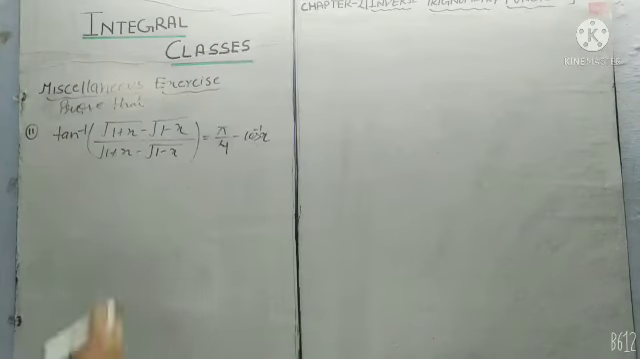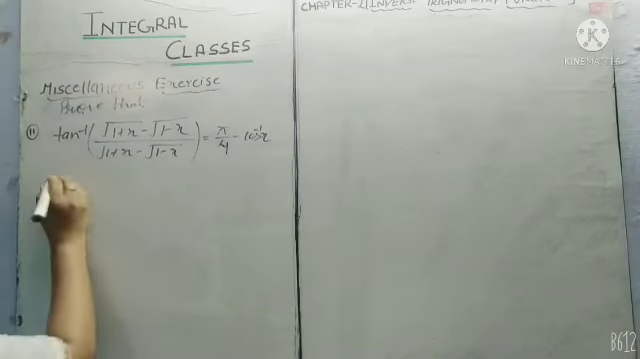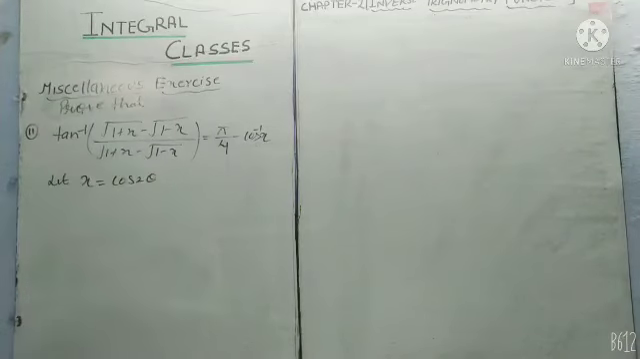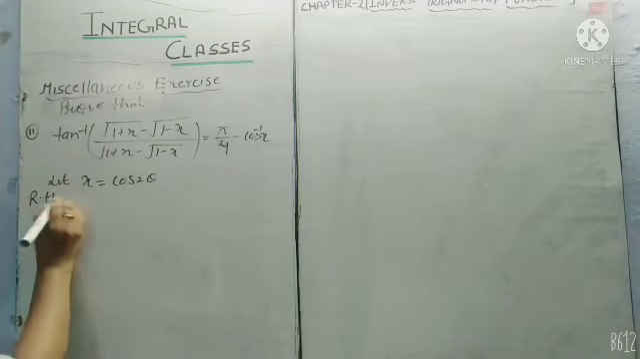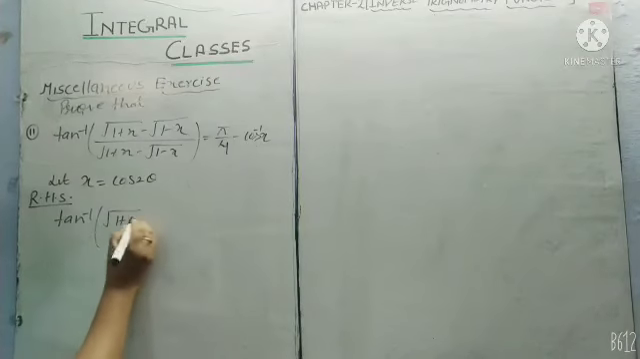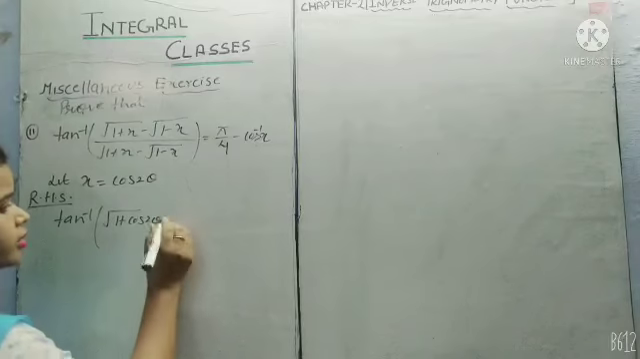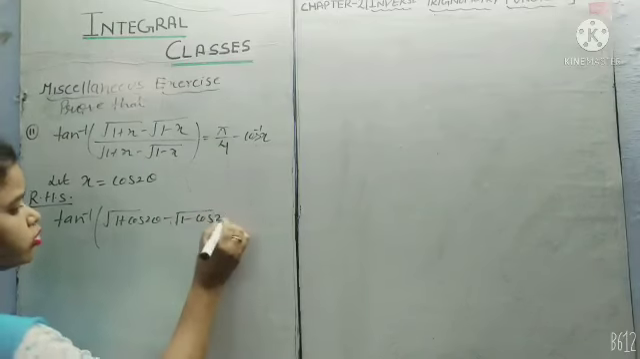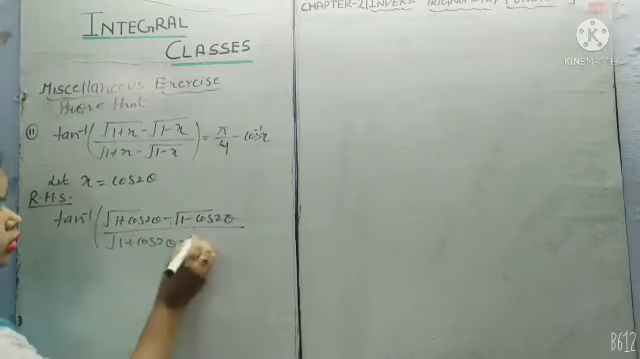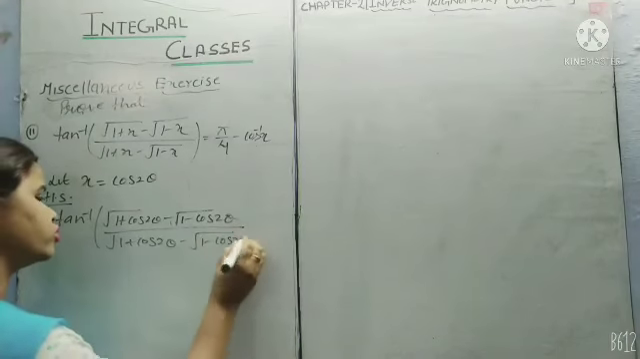Question number 11. We have proved here left hand side equal to right hand side. So student, in the NCERT book a hint is also given. So the hint is, we will write here x is equal to cos 2 theta. Okay, then from the right hand side we will start here, tan inverse of 1 plus cos 2 theta minus 1 minus cos 2 theta upon 1 plus cos 2 theta minus 1 minus cos 2 theta.